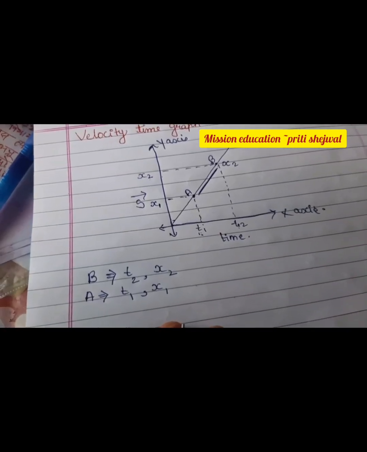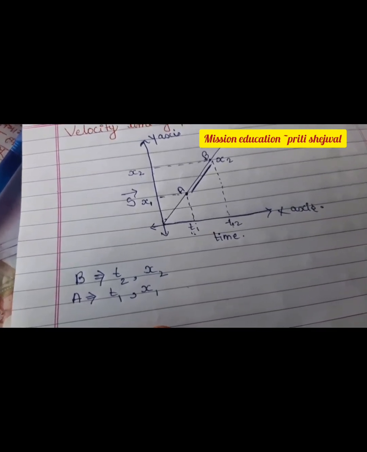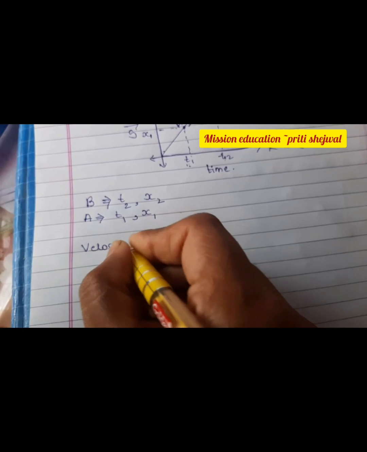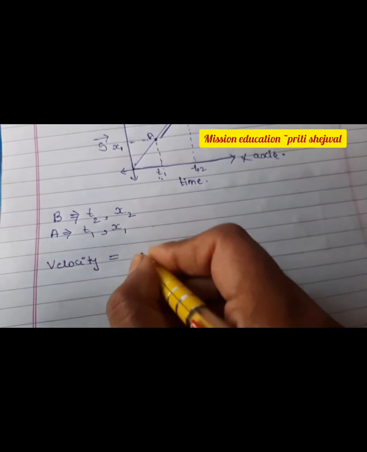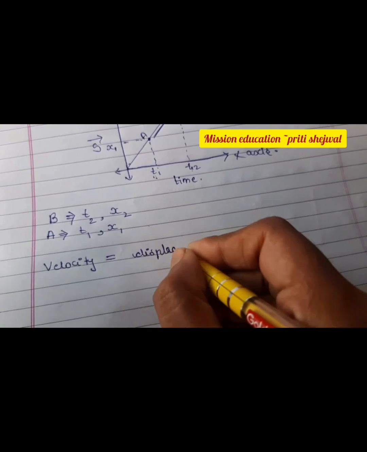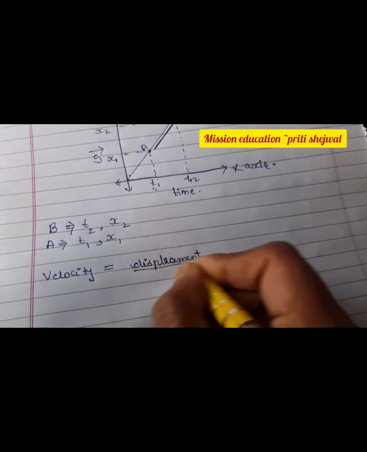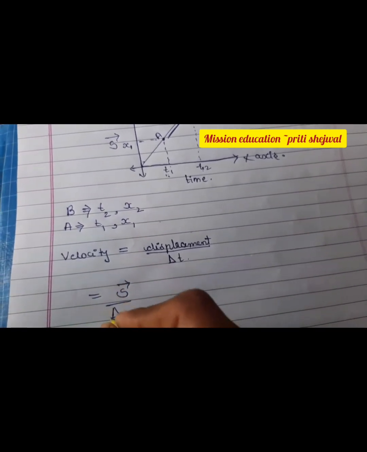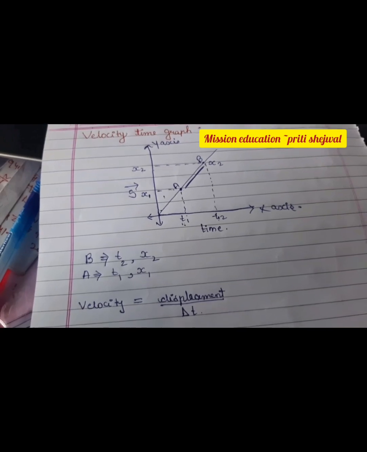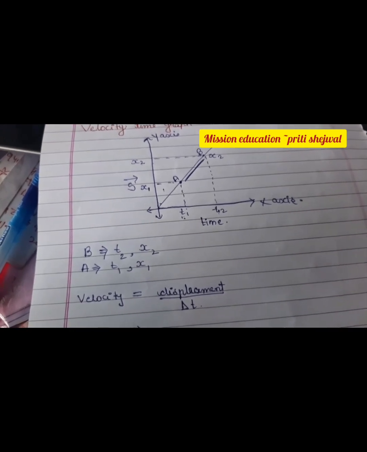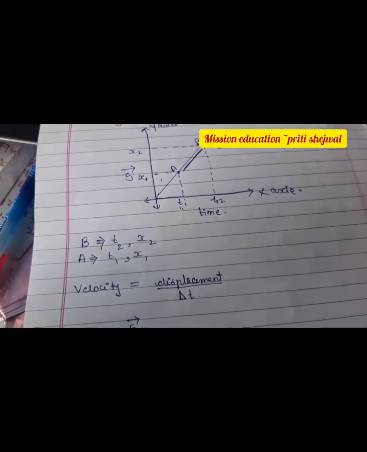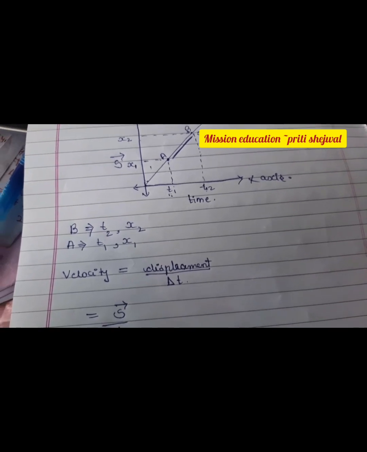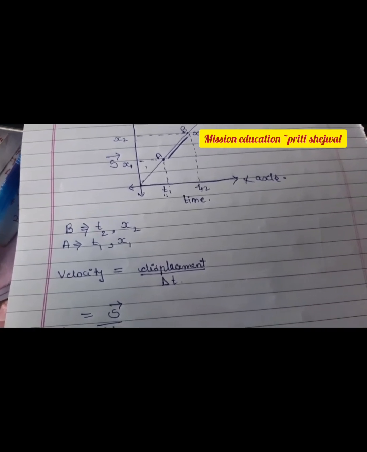So it's simple. Here we are going to use the formula of velocity. So the velocity formula is displacement upon time. Okay, here we are going to subtract the A coordinate from the B coordinate. On which axis is displacement written? On the y-axis the displacement is written. So we are going to subtract the y-axis values.